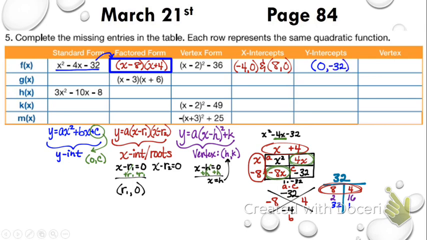Can you tell me where the vertex is? What is 2, negative 36? 2, negative 36. Miss Bull, how do we get our x-intercepts?